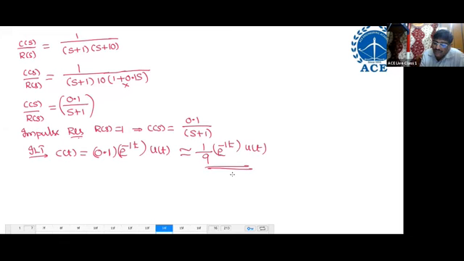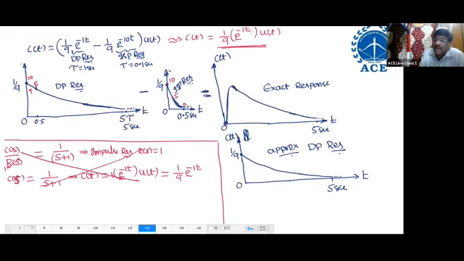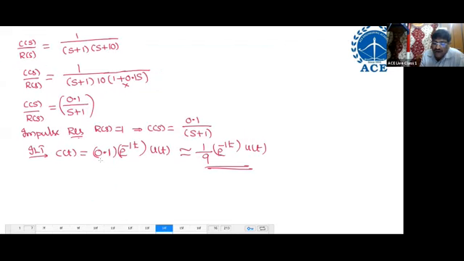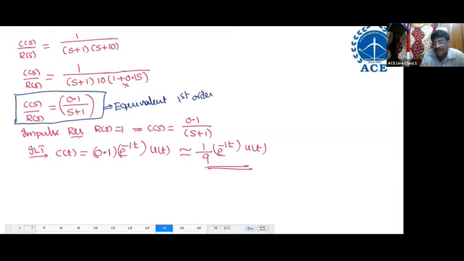When I consider two poles, we got 1 by 9 e power minus 1t. When I consider even a single pole, I got 0.1 into e power minus 1t. 1 by 9 is approximately what? 0.1. So the equivalent first order system is 0.1 by S plus 1.